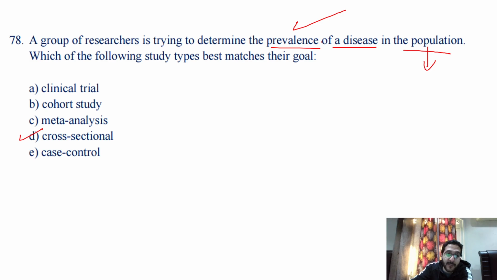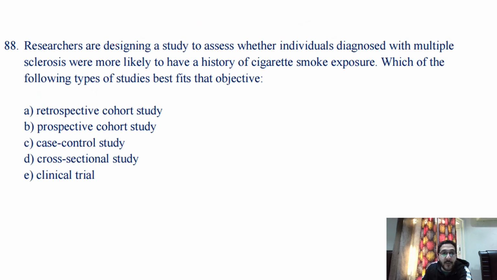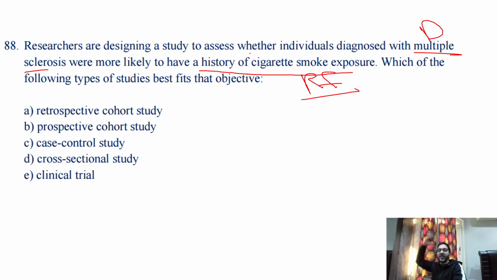Easy. Again, next, researchers are designing a study to assess whether individuals diagnosed with multiple sclerosis, so this is the disease group, are more likely to have a history of cigarette smoking. That's the risk factor. So you start with the disease and go back in history to see the risk factor. It seems direct. This is case control. That's it. Very easy. When you arrange things, everything actually makes a lot of sense. So this is case control and not cohort.